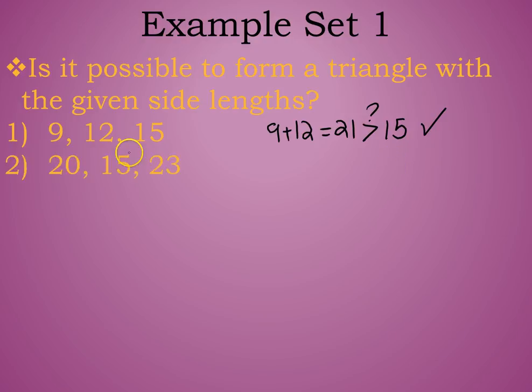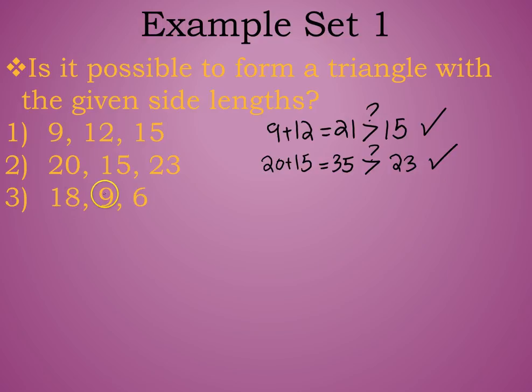In this case, we have 20, 15, and 23, so our two smaller sides are 20 and 15. When they add together, we get 35. Again, is that greater than the third side? Yes, so this is a triangle. All we're doing is adding the two smaller sides together.